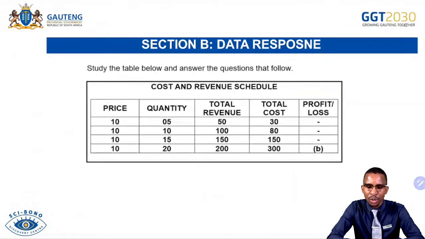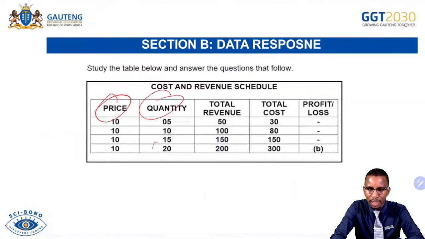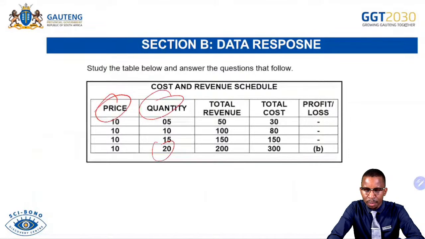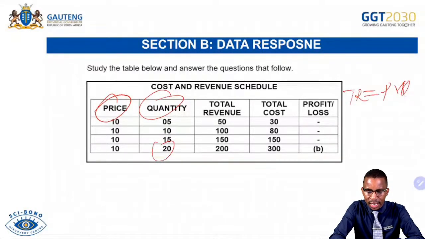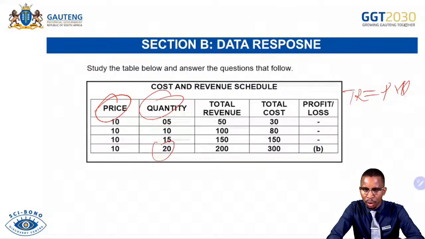Then we have a data response, some examples of data response. Study the table below and answer the questions that follow. So in this case, we are dealing with costs and revenues. You can check where the price remains constant here, the quantity from 5 to 20, and then total revenue. Remember, to calculate total revenue, we say TR equals P times Q. So then we get this, because 10 times 5 is 50, 10 times 10 is 100, and so on. And then total cost.